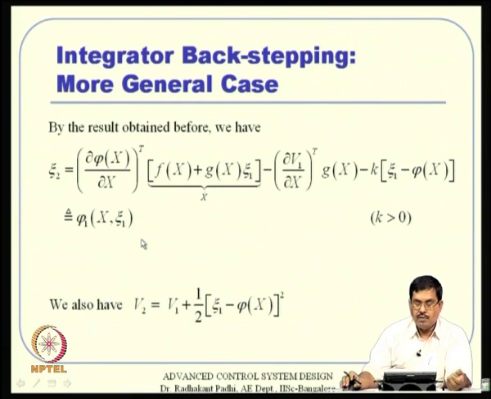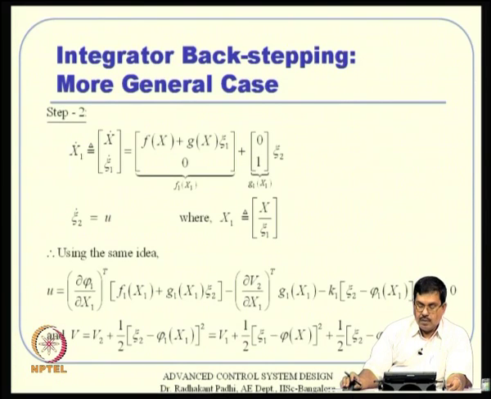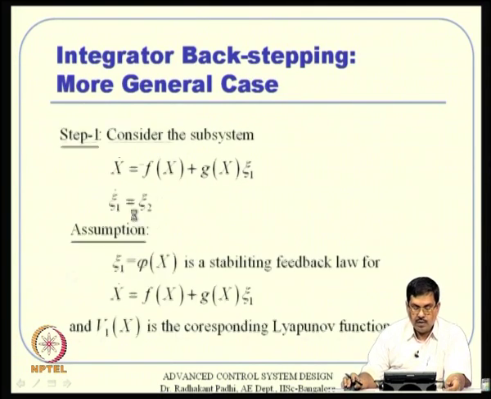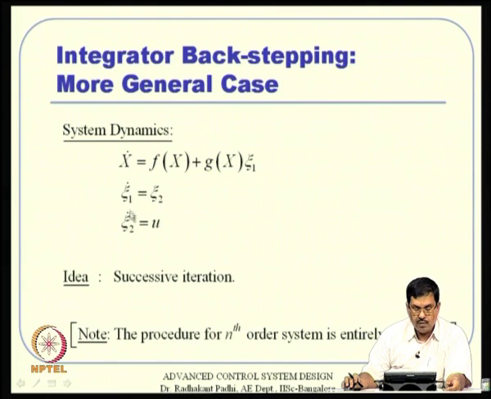Longhand algebra is a necessity in this approach anyway. You should not get impatient with this algebra, but essentially it is a lot more bookkeeping rather than too much difficulty. Once you understand the one or two steps, then it is just extensions of that same idea. So we have this, put it back here, and using the same idea we get u, and the composite Lyapunov function for the entire system, that means x dot, xi 1 dot and xi 2 dot together, happens to be like that.